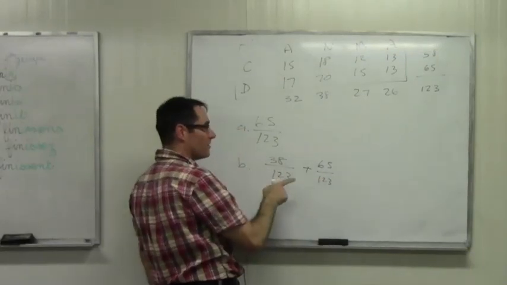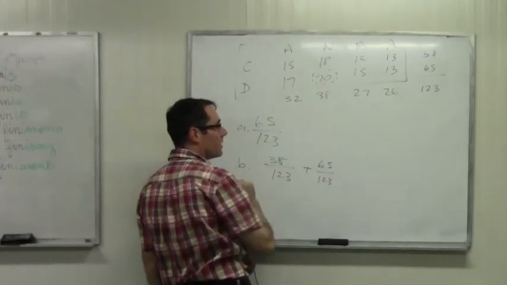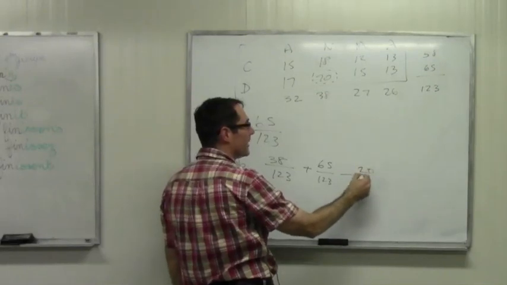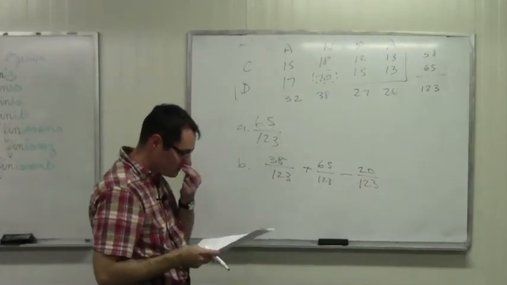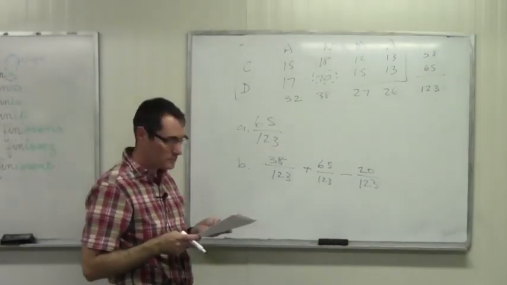But what did we do? We double counted the Navy dogs. So minus 20 out of 123. We good on that one now?